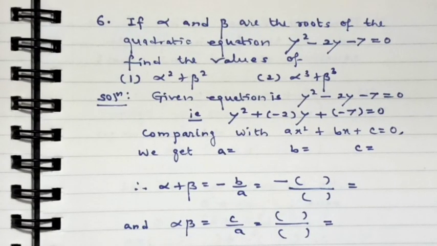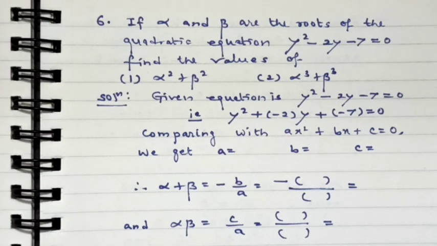Sixth question. If alpha and beta are the roots of the quadratic equation y square minus 2y minus 7 is equal to 0, find the values of alpha square plus beta square, alpha cube plus beta cube. That means in this, first of all you have to find out alpha plus beta by finding out a, b, c, and then alpha into beta, and then use the formula to find out alpha square plus beta square and also alpha cube plus beta cube.